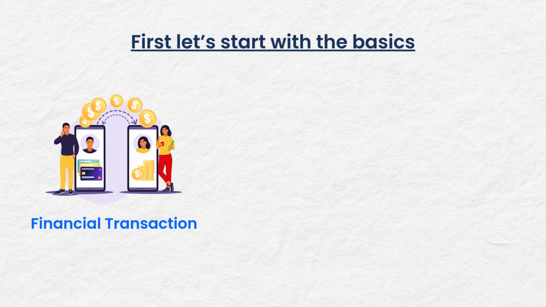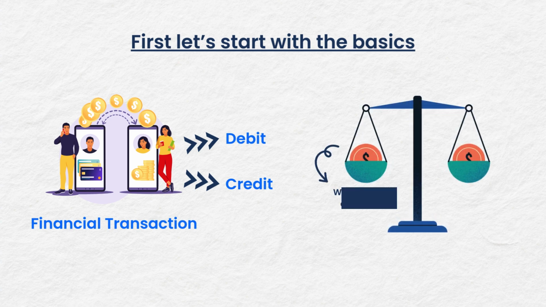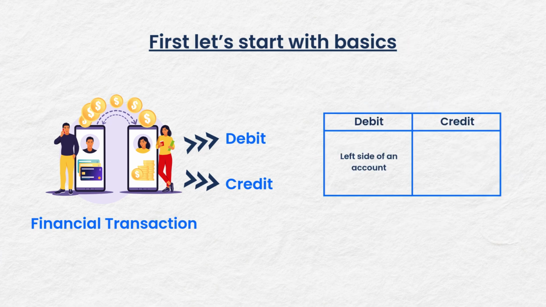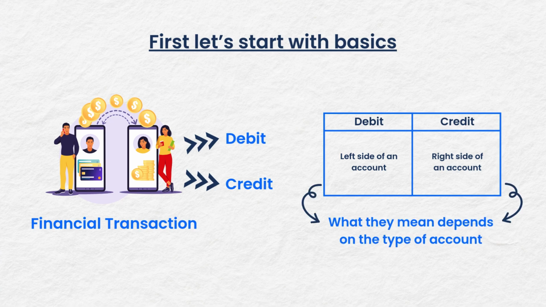Let's start with the basics. Every financial transaction in accounting involves two sides, debit and credit. Think of it like a scale. Whatever happens on one side must balance out with the other. A debit refers to the left side of an account and a credit refers to the right side. But here's the key. The meaning of debit and credit changes depending on the type of account you are working with. So let's break it down step by step.